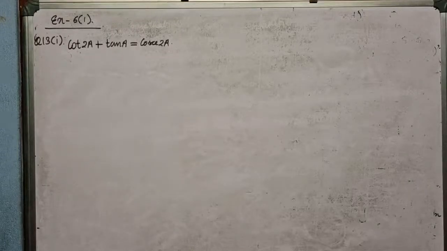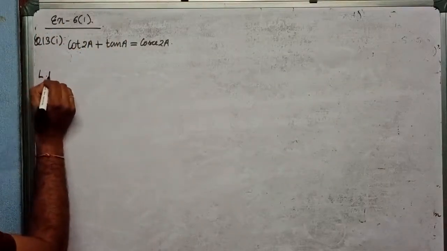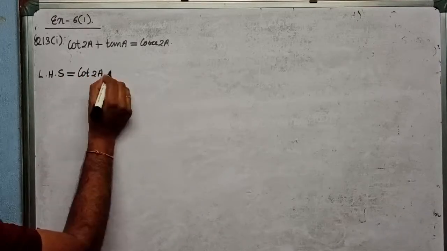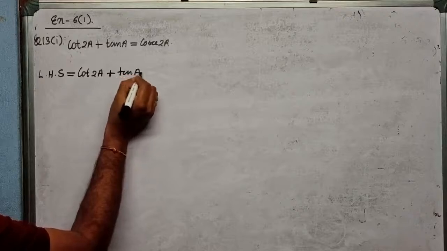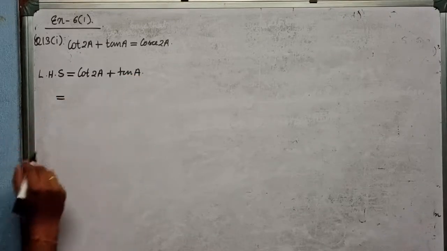Dear students of class 11, in this video also I'll continue with trigonometric functions or compound angles. Now question number 13.1: prove that cot 2a plus tan a is equal to cosec 2a. I'll take the left hand side, which is cot 2a plus tan a. To prove this equals cosec 2a, I'll convert cot and tan in terms of sine and cos.